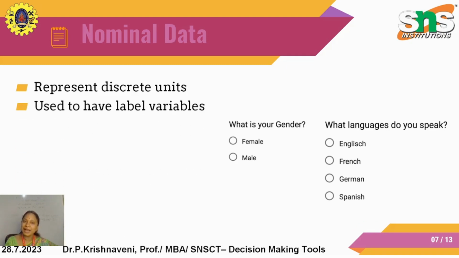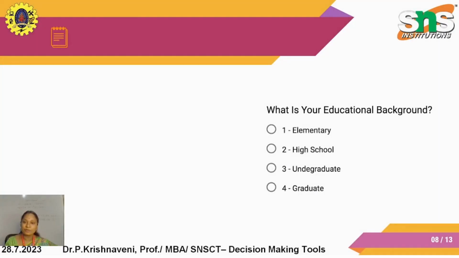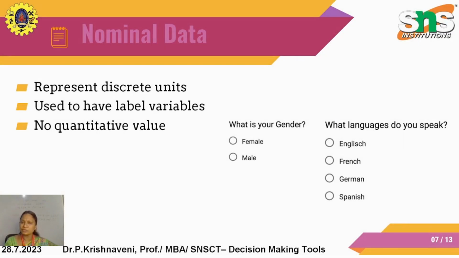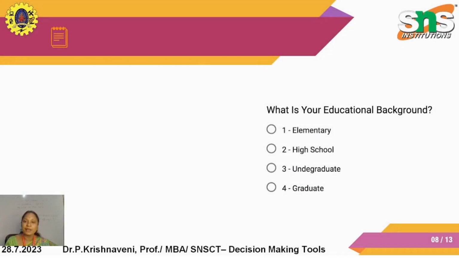We use it to label the variables. There is no quantitative value at all. This data is very useful to categorize things and label the variables. There is no quantitative value or meaning, and there is no order at all in nominal data.